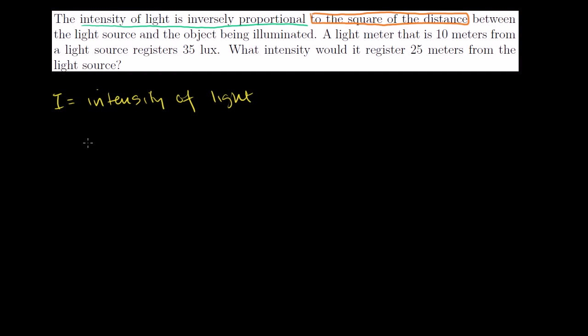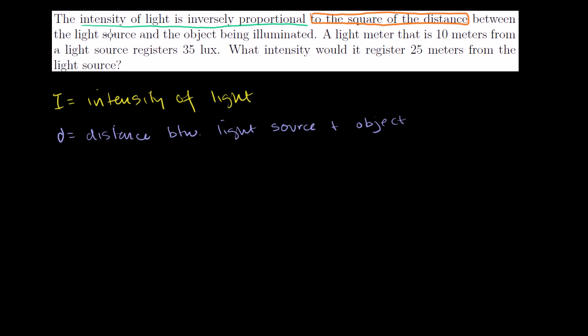I'll do it in a different color. D is equal to the distance between the light source and the object being illuminated. So that's what D is, the distance between the light source and the object being illuminated.